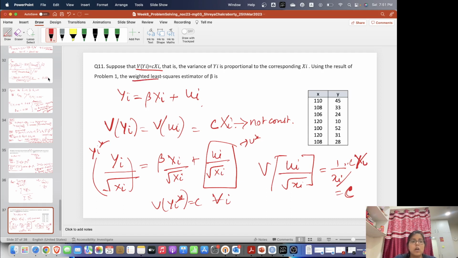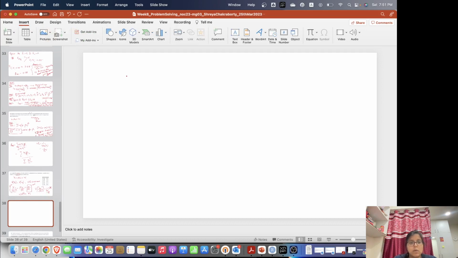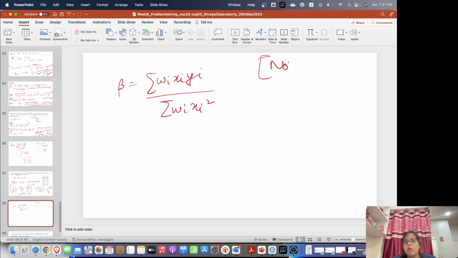Otherwise, the alternative is to just substitute into the general formula we got for the single variable case, summation wi xi yi by summation wi xi square. We have to note that there is a single regressor here and it's a no intercept model.